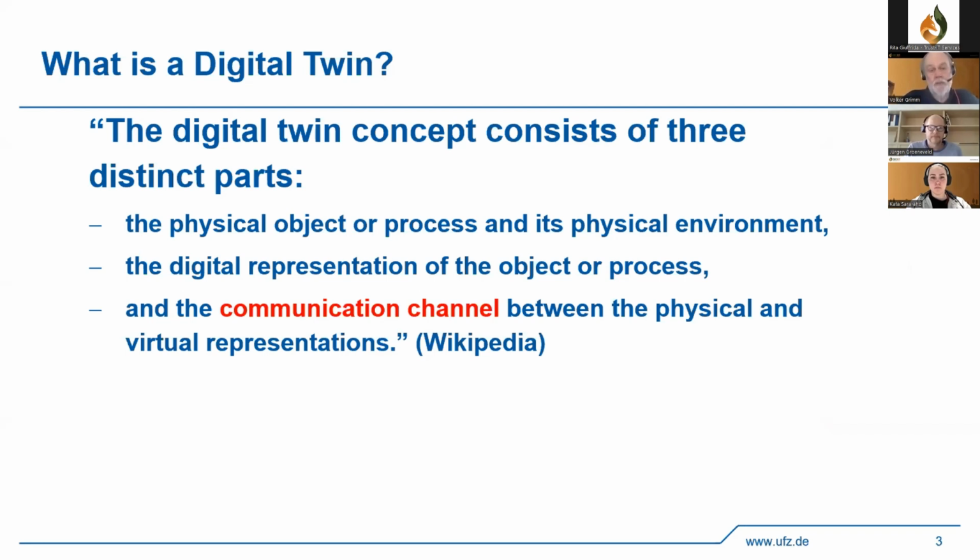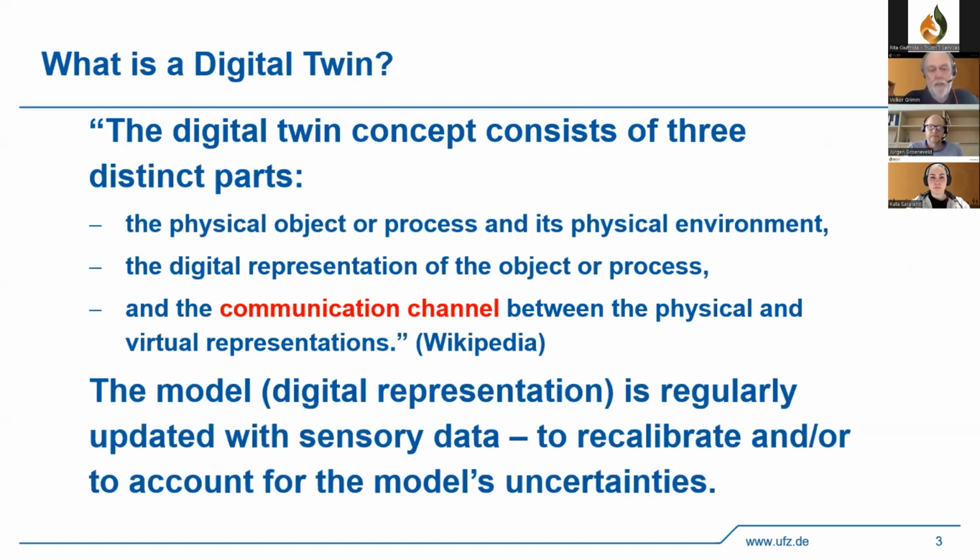And then you have a digital representation, which is a model. It can be a mechanistic simulation model, it can be a statistical model. And the defining feature of a digital twin is what here is called the communication channel between them. What does that mean? The model, the digital representation, is regularly updated with sensory data to recalibrate or to account for the model's uncertainties.